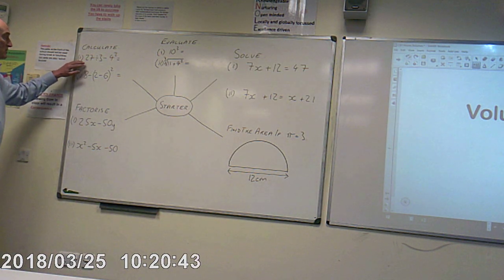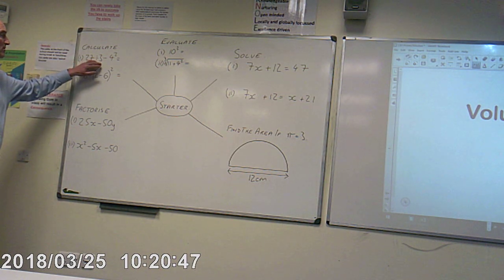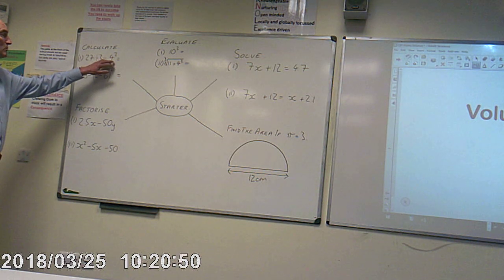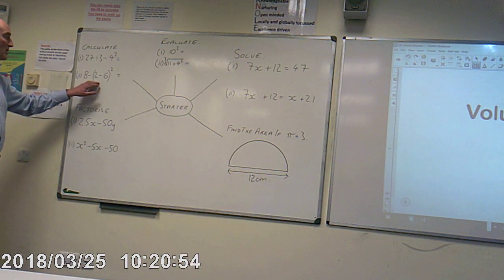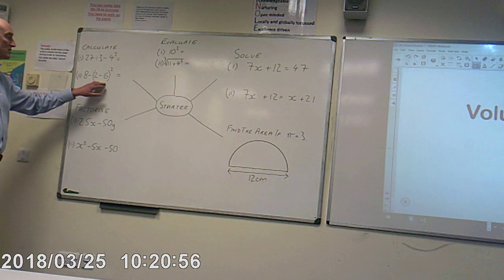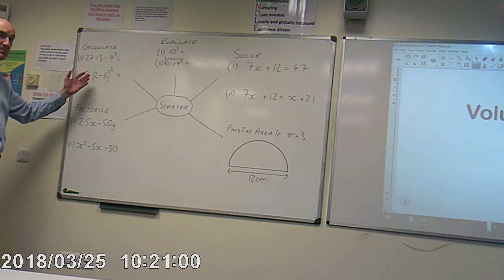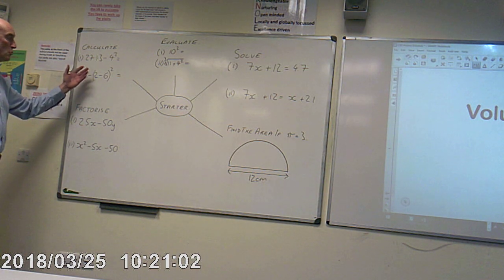So the first set of questions, calculate: 27 divided by 3, subtract 4 squared. 8 subtract, and then you've got a bracket, 2 subtract 6, and the bracket has all been squared. That's questions, what are they going to be about? Order of operations.